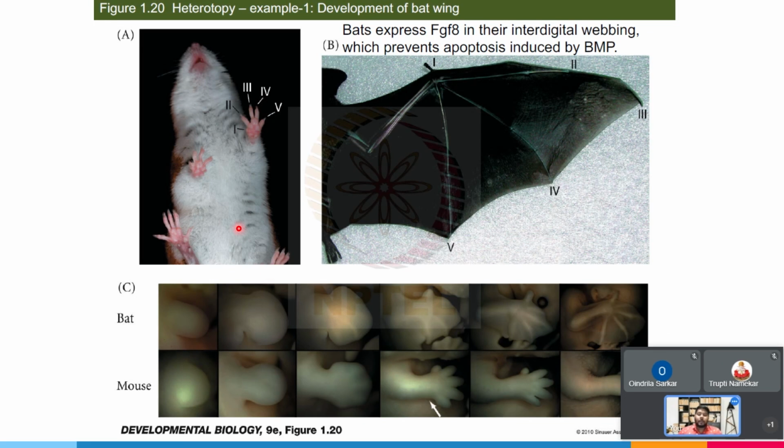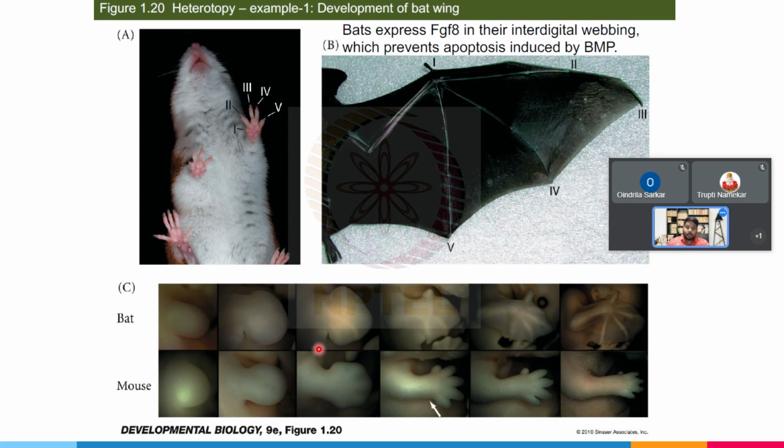So if we compare two mammals, the mice and bat, we know that in case of mice, as well as us, we do not have anything between our fingers, so there is no interdigital mesenchyme that is present. But in bats, we can see that these are essentially the digits, and we have a webbing that is present in between the digits themselves. So how is this present in bats and not in mice? This is because bats express the signaling molecule FGF8, which prevents the apoptosis of these cells. So these cells are not removed, and thus they have this webbing that is being formed.